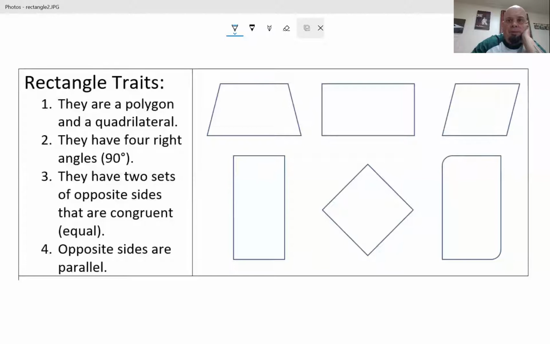And then we will discuss why they are considered rectangles. So first, traits of rectangles: they are polygons, they are quadrilaterals. All rectangles have four 90-degree angles, which means they form perfect corners.